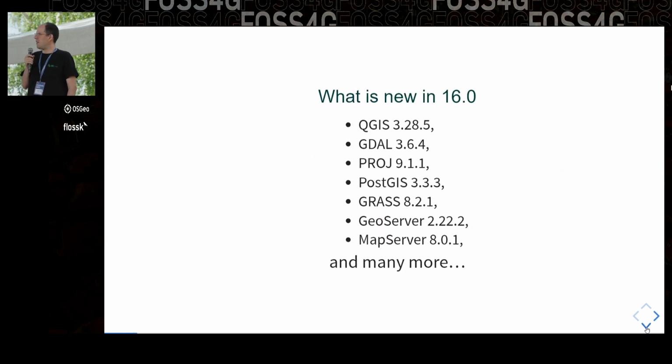This is a list of the latest versions of projects that were included. So, for example, for this new release, we have the latest LTS for QGIS, the GDAL one version behind the latest, and the stack is probably up to date with all the releases, and we have many more packages that were included in the distribution.